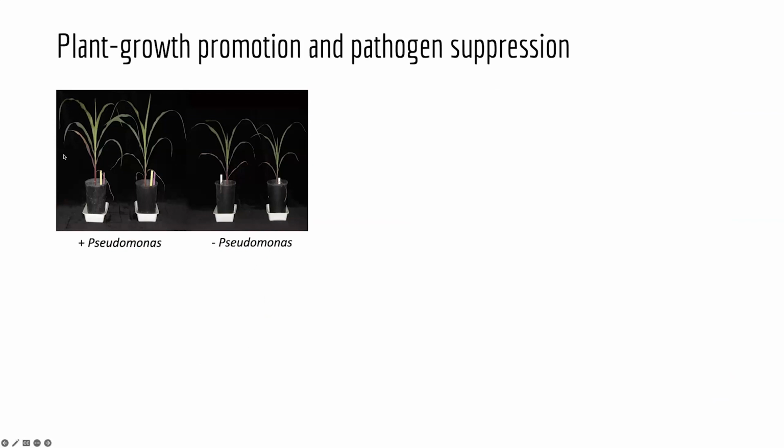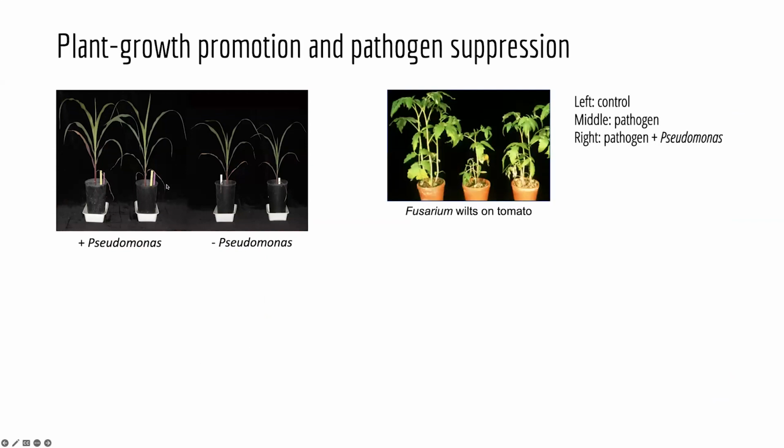So to the left, you see that the Pseudomonas inoculated plant is growing larger than the ones without the bacteria. And they can also suppress pathogens. So to the left, there is a tomato plant infected by Fusarium. No, on the left, there's a healthy tomato plant. And in the middle, there's the one that is infected by a pathogen. So it's heavily reduced in growth. And if you then add the Pseudomonas bacteria, then you see that the plant is growing normally, more or less. Still a bit reduced, but then again, it suppressed the pathogen very effectively.